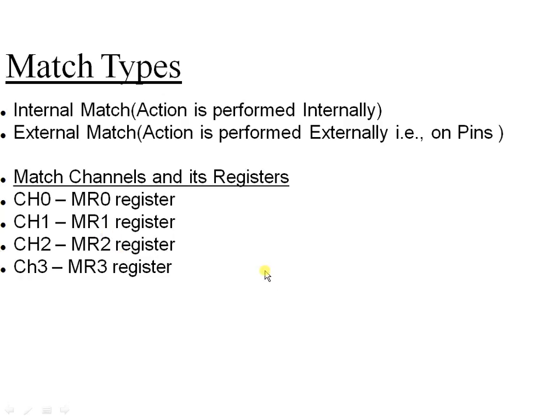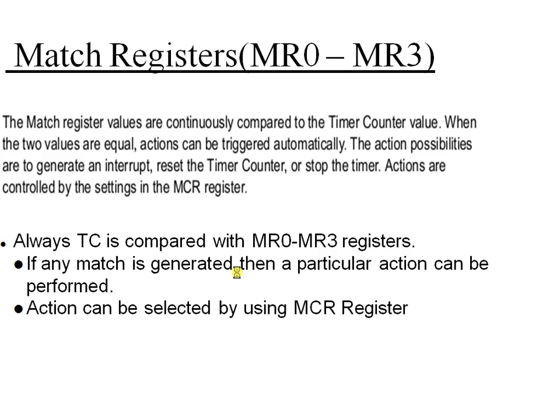Now what is happening? How match is performed? Let us see that. So when actually the match is performed, always TC is compared with MR0 to MR3 registers. So always the timer counter register, just now we have seen, which is going to hold the count value. Now that particular register is always compared with these match registers, which are inside channel 0, channel 1, channel 2, and channel 3. Okay, so if any match is generated, it means if TC equals any one of these match registers, then a particular action can be performed.